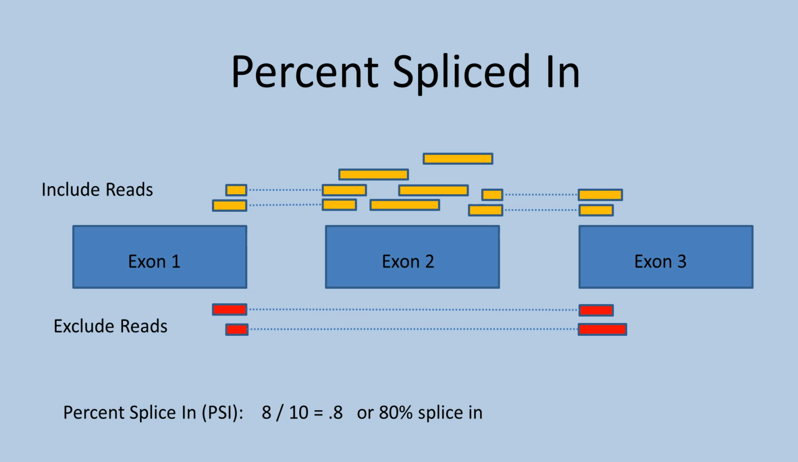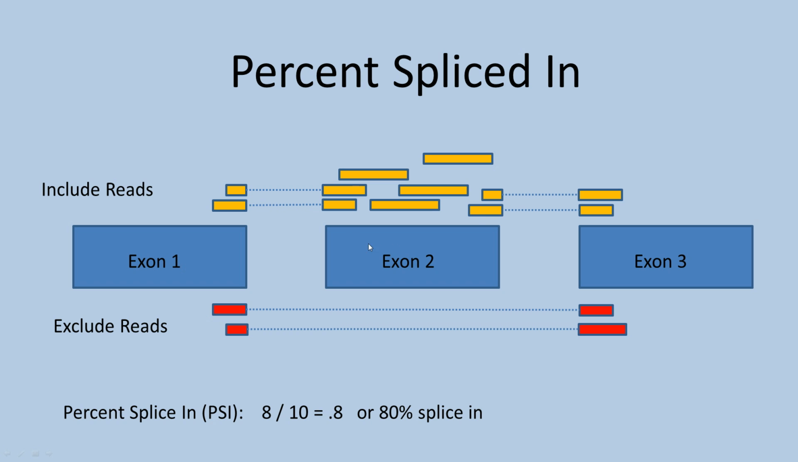Percent spliced in is a central statistic that we calculate on any potential splice event, and it's used in our differential analysis. So percent spliced in is simply the number of reads indicating something is present in a transcript versus the total number of reads for that splice event.